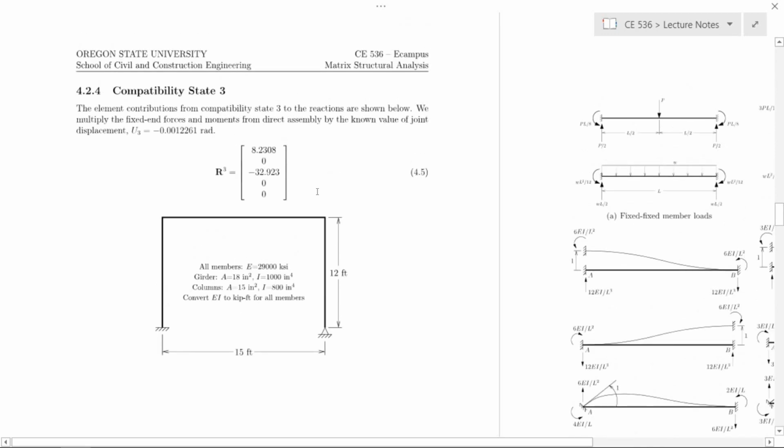Okay, next is compatibility state 3, which is a rotation. So we'll rotate this joint a unit amount, right? And then everything we do therein is going to be multiplied by negative 0.001221 radians. Okay, and that's what we got from the numerical solution for the joint displacements. And now we can label the contributions.